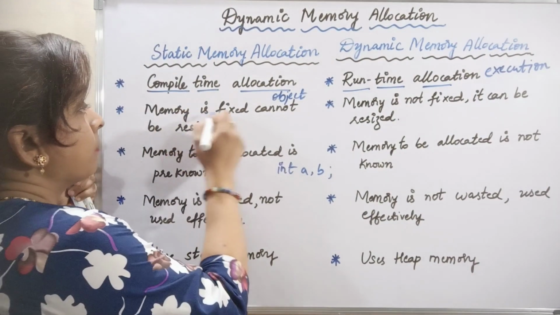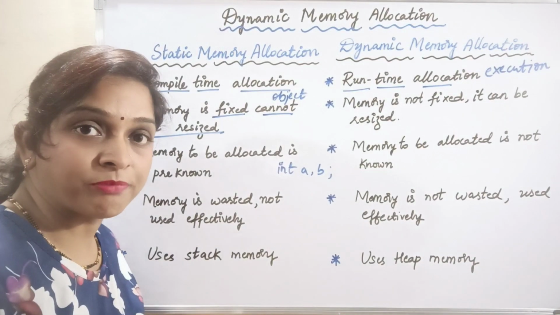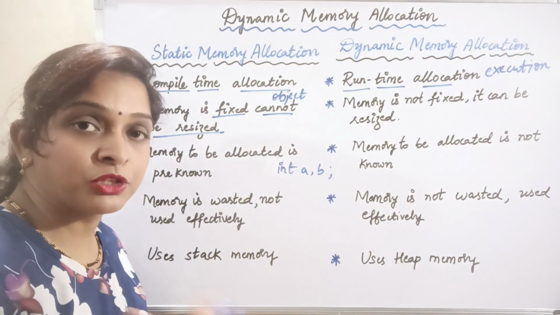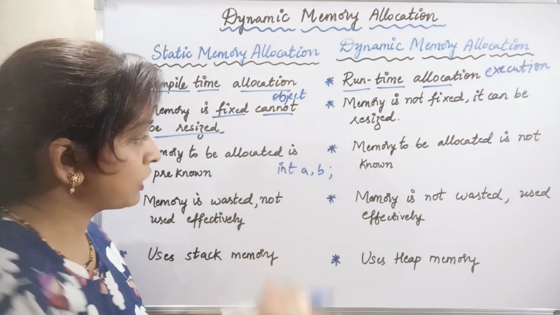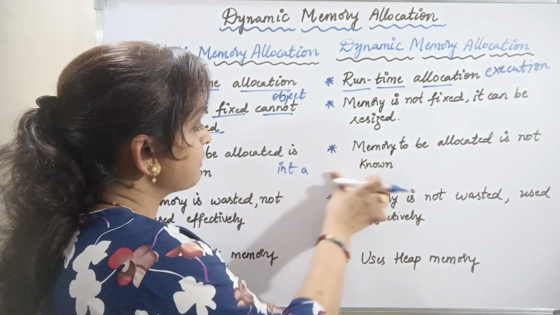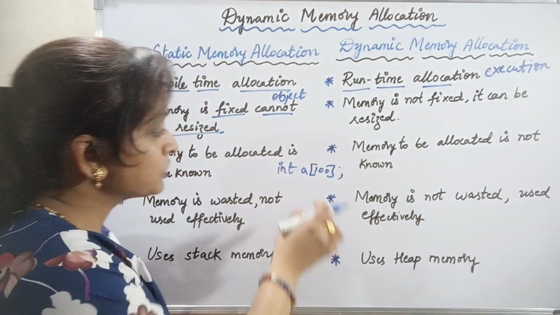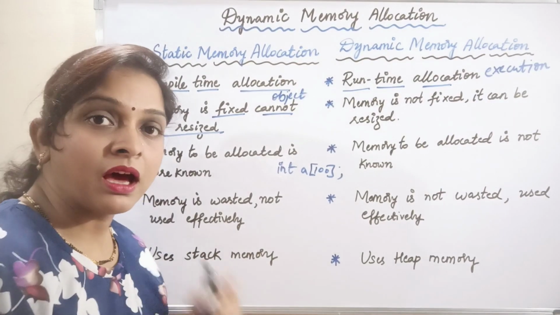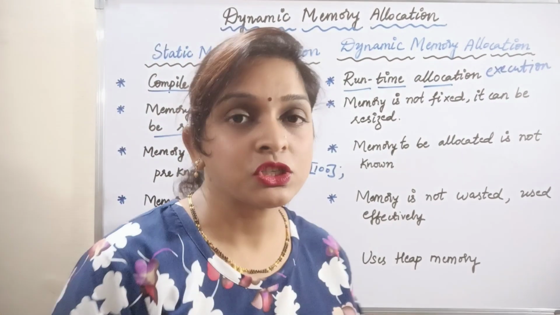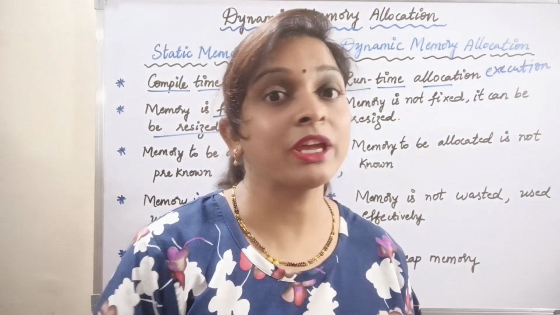Now, in static allocation, memory is fixed and it cannot be resized. Once the amount of memory that we provide to the program is set, it is fixed. For example, if I have an integer array a of 100, this is fixed. 100 means I can store a maximum of 100 elements. That much memory is fixed, and we cannot change that.